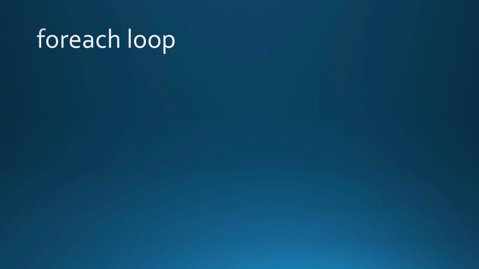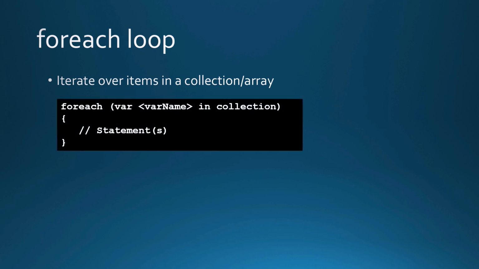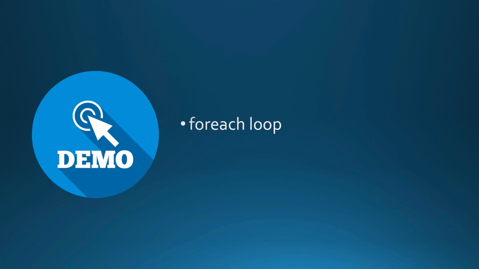Another common looping construct you'll use is foreach. This is used typically to iterate over items in a collection or an array. Now, we haven't covered these yet, but I think everybody gets the idea of a collection or an array. So we would use foreach, and then within the parentheses, you would specify a variable name and then use the keyword in, and then the name of your collection or your array. And then, of course, the open curly brace, whatever statement or statements you want, and then a closing curly brace. Well, let's take a look at a foreach loop.